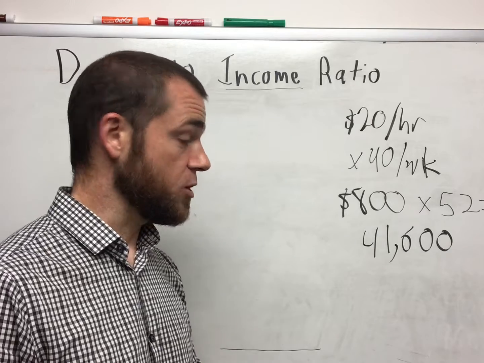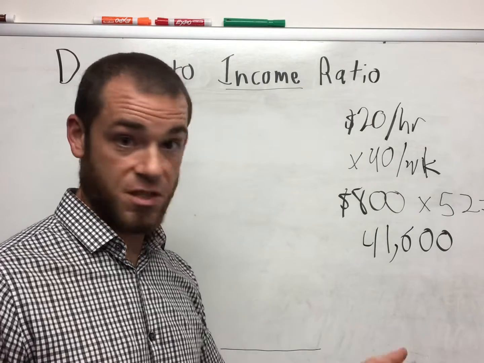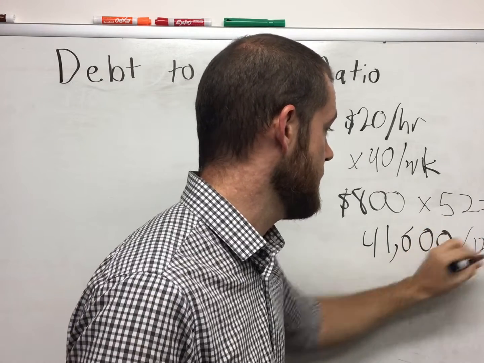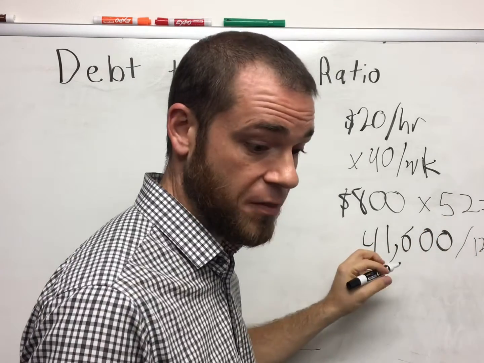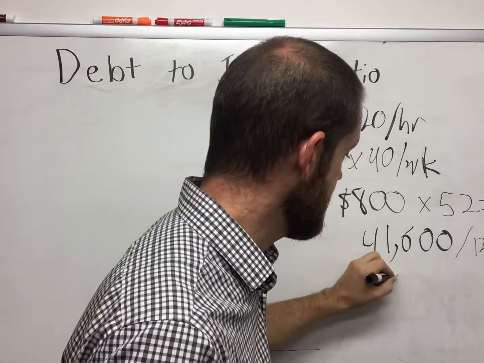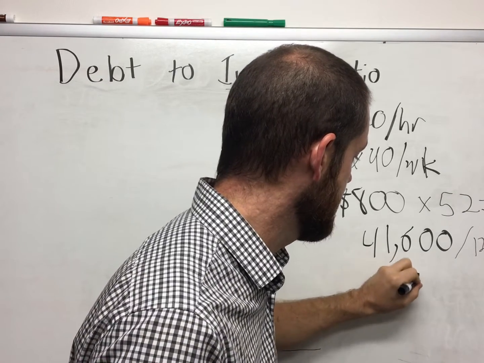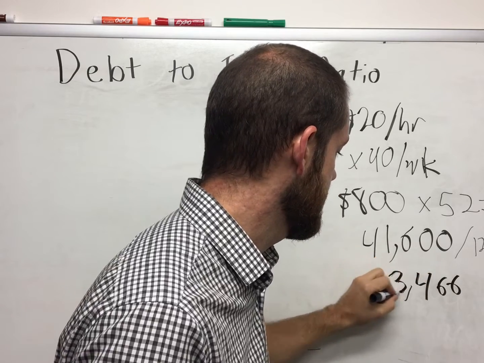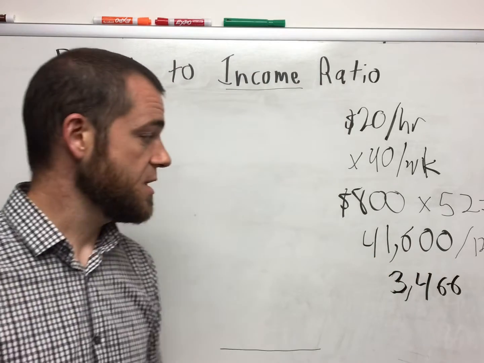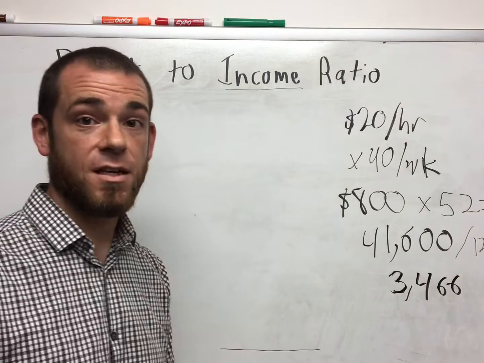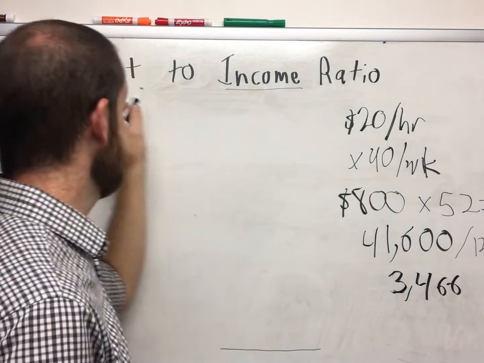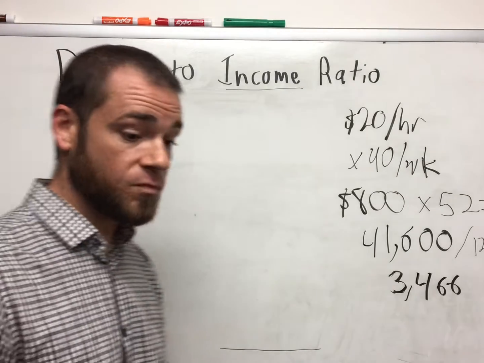From here, in order to convert to monthly income, we simply divide that by 12. So we divide that by 12, and that gets us our monthly income, which is $3,466. There we go. So this is Joe's monthly income. That's the first half of this calculation. Second half is his debts.